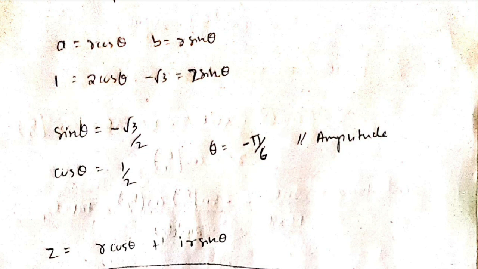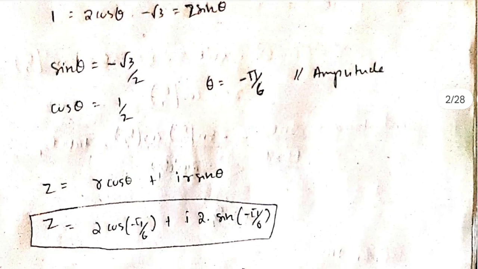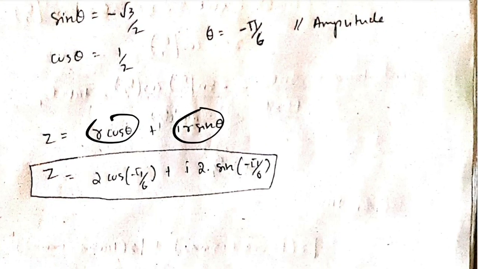After we have got the theta, we have found the amplitude, and the modulus was nothing but the r value, and the polar form is, at last, you have to represent r cos theta plus i r sin theta. So just write r cos theta, and here write r sin theta.